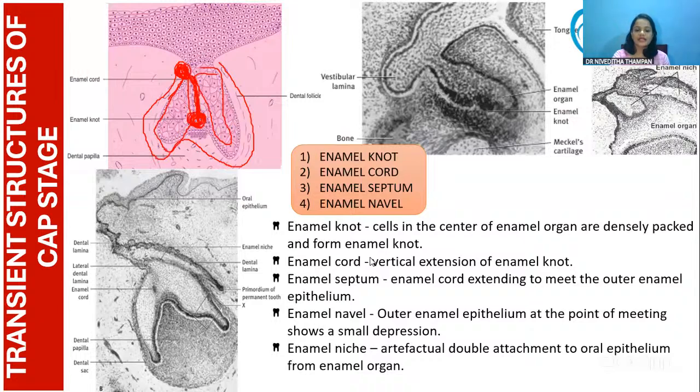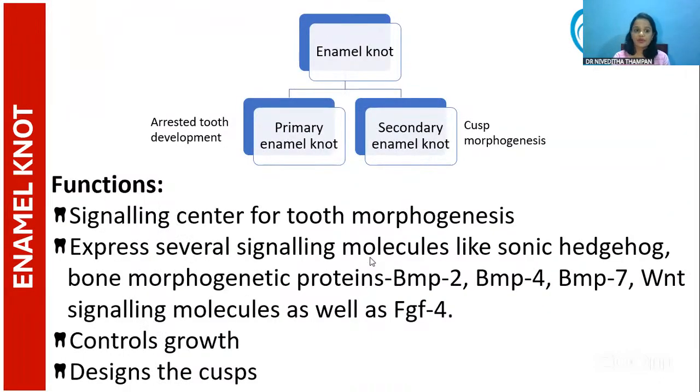This enamel node is extremely important because it is the particular area which controls the growth of the tooth, and this area also determines the shape of the cusp. So it is mainly like an architecture of the cusp. It also acts as a signaling center for tooth morphogenesis. It releases lots of signaling molecules.